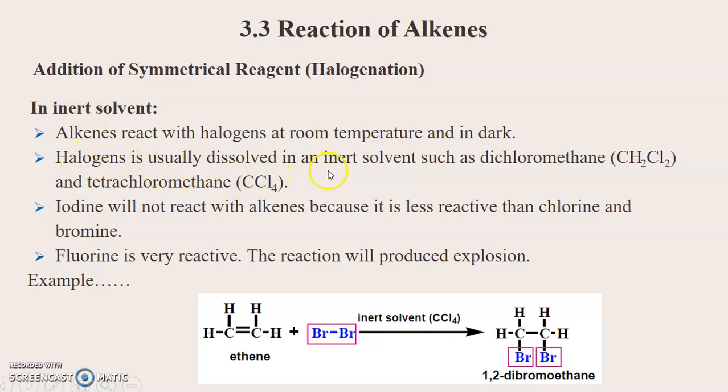Halogen is usually dissolved in an inert solvent such as dichloromethane and tetrachloromethane. Iodine will not react with the alkene because it is less reactive than chlorine and bromine. So iodine is seldom used because it is not very reactive compared to chlorine and bromine. Yeah? But fluorine is very reactive. Why not use it? Because the reaction will produce explosions. So we will not do this kind of reaction, which is very dangerous. So this is an example. Ethene reacts with bromine in inert solvent to produce 1,2-dibromoethane.